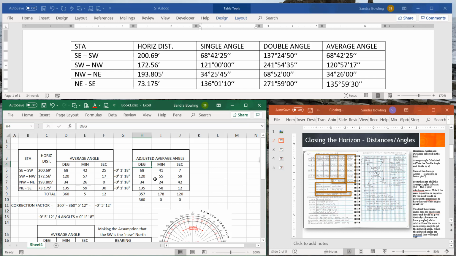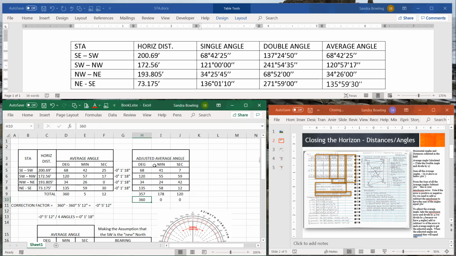When I add these up, I get 360 degrees. If you add these columns up individually, you get 357, 178, and 120. Well, there's 60 seconds in a minute, so there's 2 times 60 here, which takes 2 minutes into this column. Adding 2 minutes gives me 180. There's 3 times 60 in 180, so that brings 3 degrees into this column, and that gives me my 360.